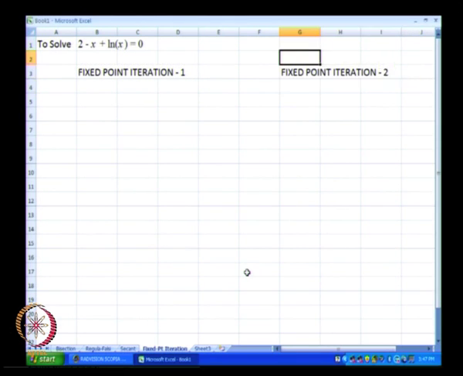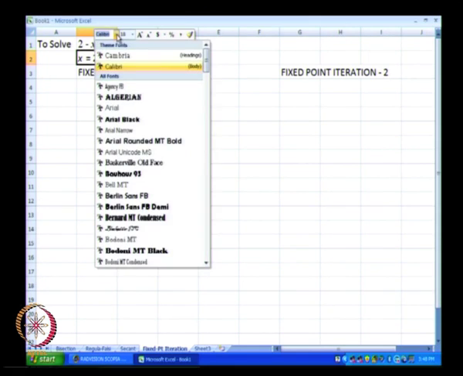Okay. The difference between fixed point iteration 1 and fixed point iteration 2 is that in fixed point iteration 1 we take minus x to the right hand side and write this equation as x equal to 2 plus ln of x. So we will write this equation as x equal to 2 plus ln of x. That is the way we are going to do the first fixed point iteration.